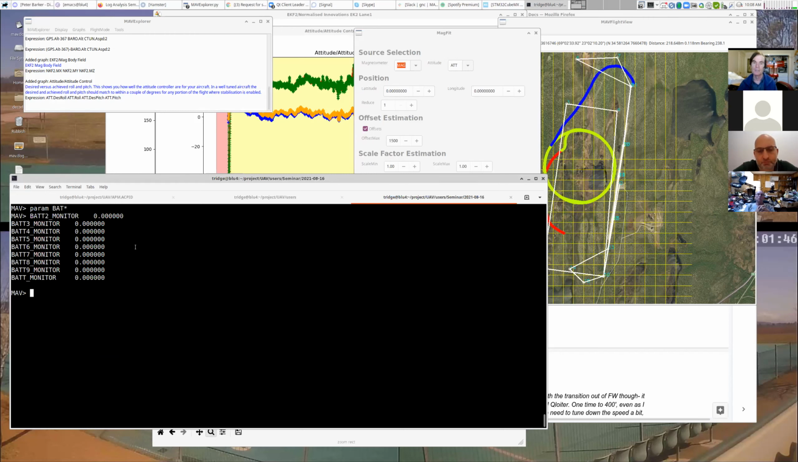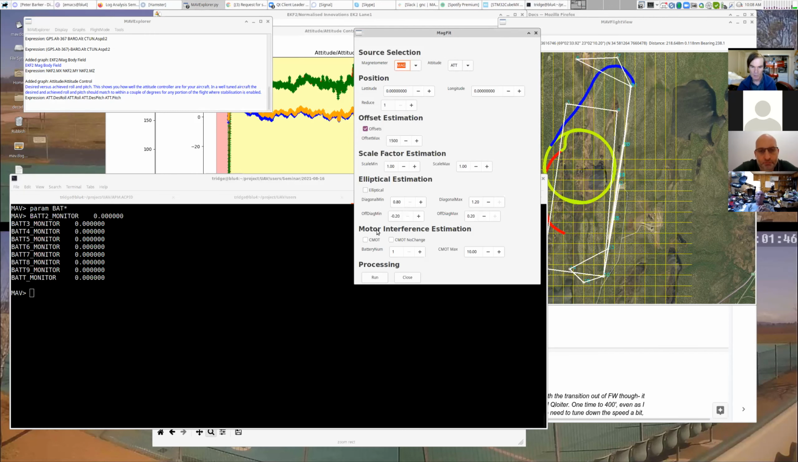We don't have a current sensor, which means we can't do this bottom part where we actually estimate the motor interference. If you've got a current sensor, you can use the flight log to estimate not just the compass offsets, diagonals and off diagonals, but also the interference from the motors, from the current flowing from the battery into the motors, to get an even more accurate compass calibration. We can't do that on this aircraft because he doesn't have a battery monitor set up at all.